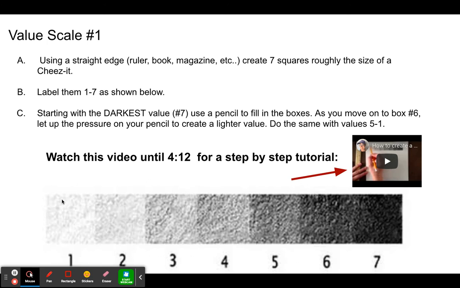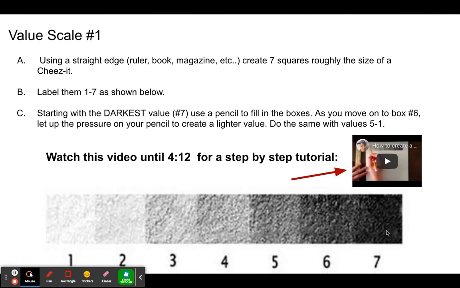And then you're going to roughly make these squares about the size of a Cheez-It. Everyone knows roughly the size of a Cheez-It. So that's how big I want these squares to be. That's going to be 7 Cheez-Its long. That's how long your rectangle is going to be. You want to label them 1 through 7. So 1, 2, 3, 4, 5, 6, 7.